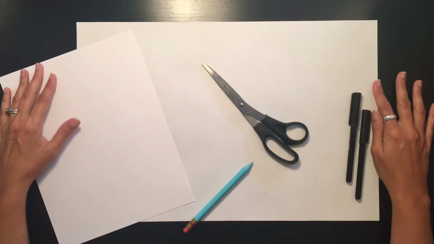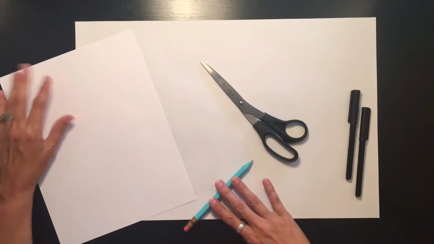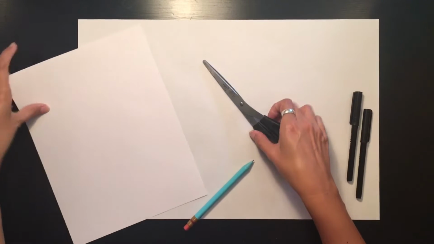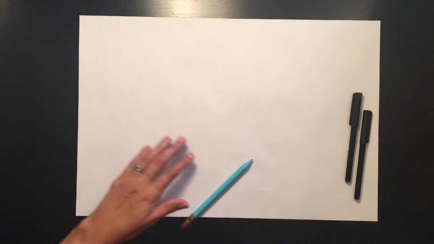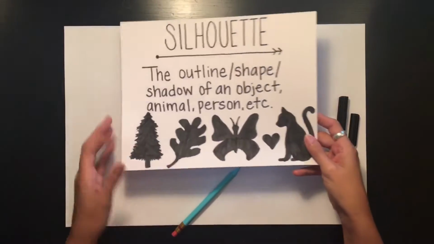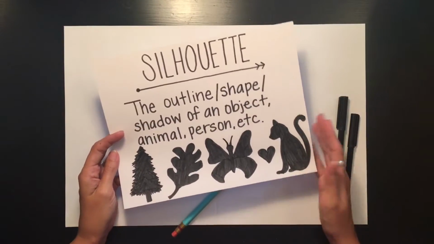The supplies you'll need for today's project are scissors, a black pen or a marker, pencil, cardstock, and white paper. You'll be using the cardstock to create a silhouette stencil for your Zentangle design. A silhouette is simply the outline or shape or shadow of an object, animal, or person, etc.